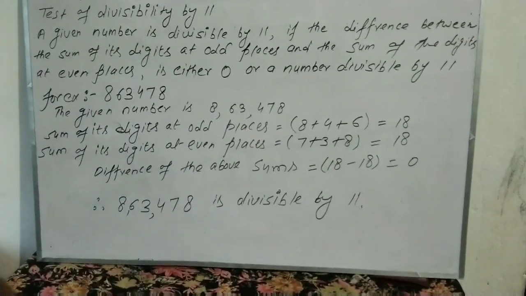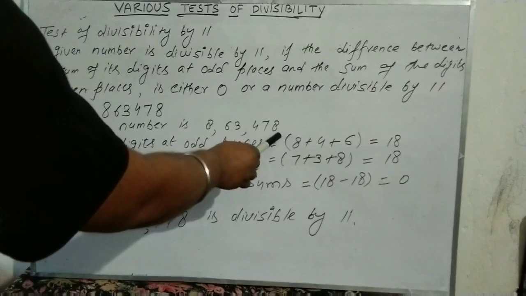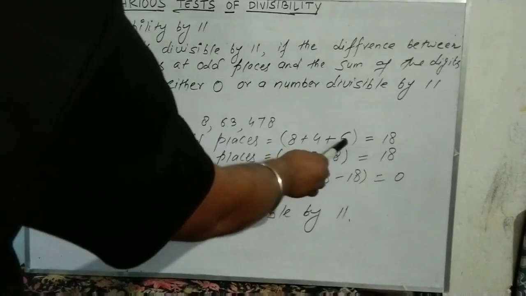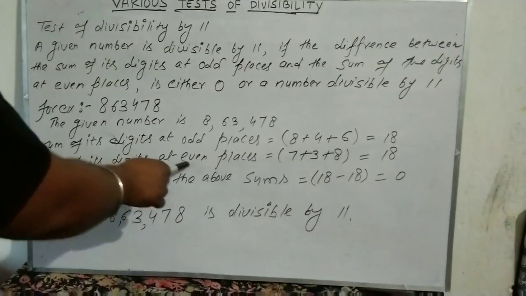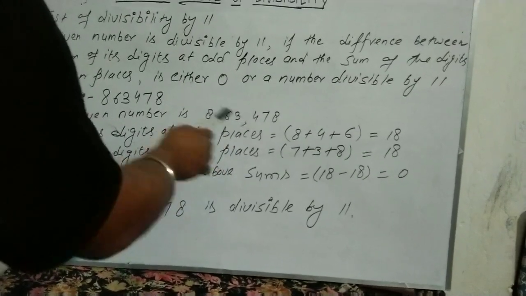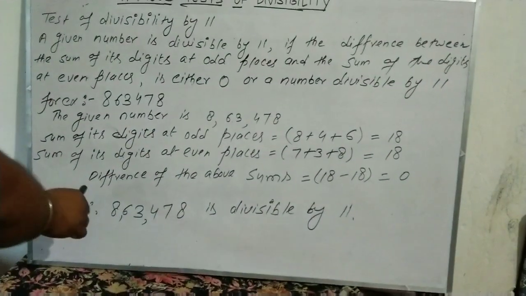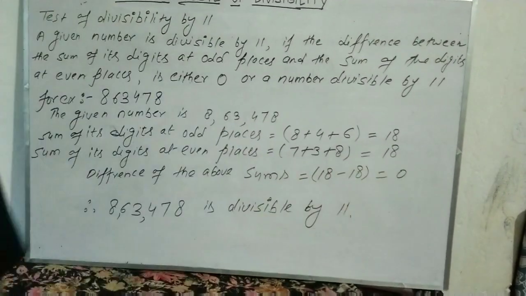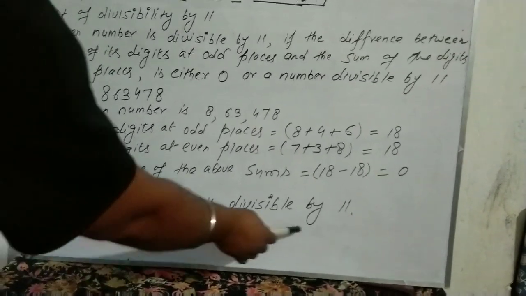In the first step, the sum of its digits at odd places: 8 plus 4 plus 6 is equal to 18. And the sum of its digits at even places is 7, 3 and 8. 7 plus 3 plus 8 is equal to 18. In the third step, the difference of the above sums is 18 minus 18 is equal to 0. Therefore, 8,63,478 is divisible by 11.